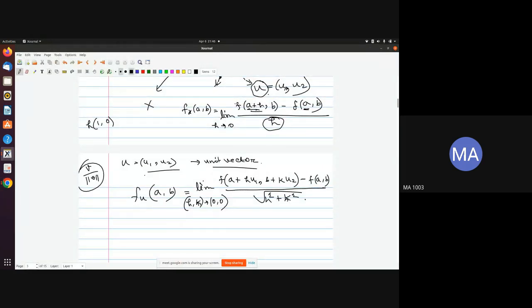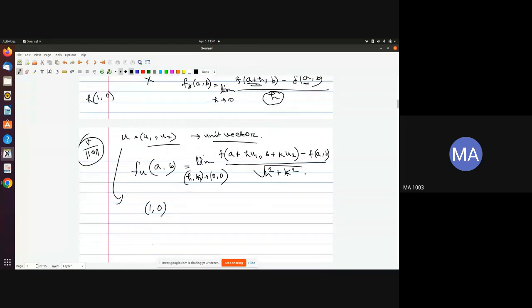Suppose this unit vector, I am just bothered about along the x-axis. Then what is my unit vector along the x-axis? (1, 0), sir. Right? This is my (1, 0). So if I change u1 as 1 and u2 as 0, what am I getting?